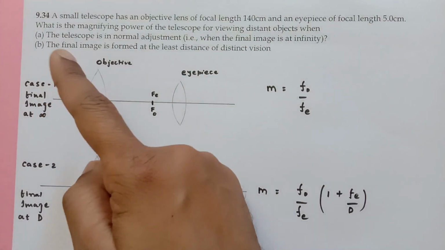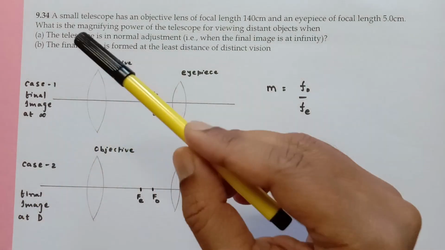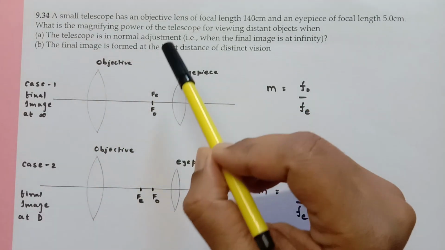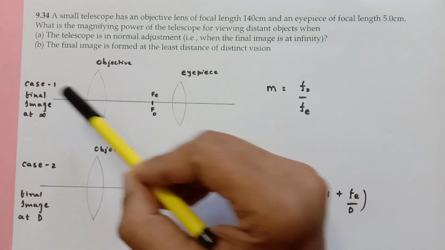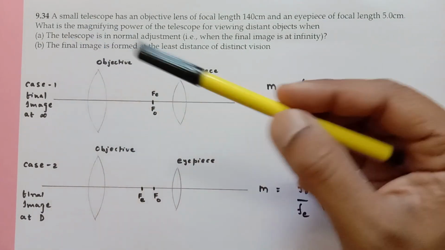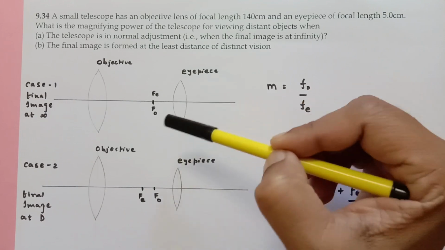So I'm going to discuss today ray optics problem number 9.34, NCERT textbook, CBSE physics, ray optics. Now here they are asking that a small telescope has an objective which faces towards the object. Two lenses are there in a telescope. This is the objective which is facing the object. This is the eyepiece where the eye is supposed to be to see the image.